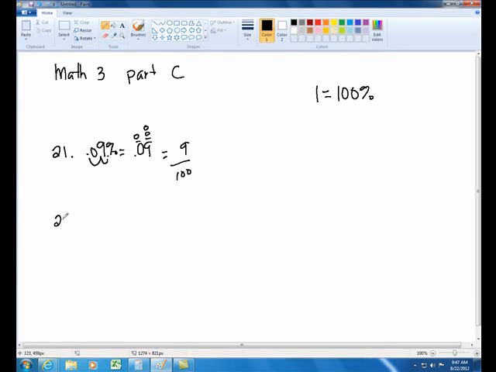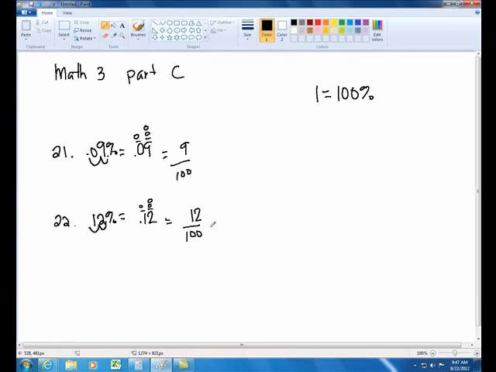Now let's do number 22. I start with 12%. Now I have to change that percent to a decimal. When I'm going from percent to decimal, I move my decimal 2 places to the left. So here's my decimal, 1, 2. That'll make it 0.12. 1 is in the tenths place, 2 is in the 100ths place. That means that I'm going to put it over 100.